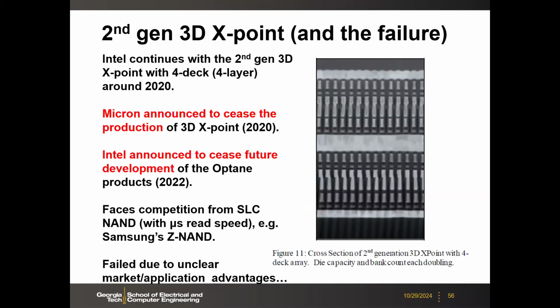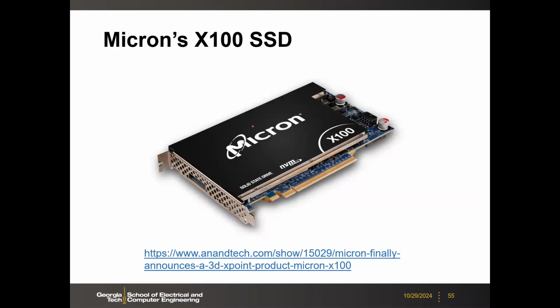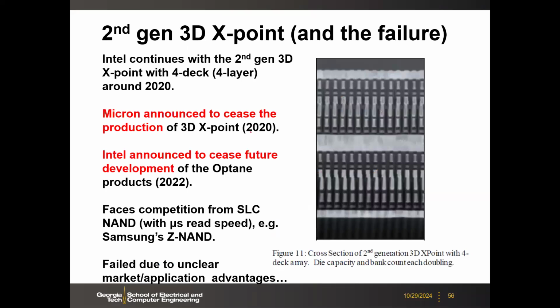So even in 2020, Intel continued the development. In 2020, Micron first dropped out after 5 years. They didn't sell too many units of this one. So Micron stopped in 2020. But Intel at that time continued, and even demonstrated 4 layers. Previously it was 2 layers, right? So you see this image from Intel's second generation of 3D XPoint. It shows 4 layers. So 1 layer here, here, here, here. So I have 4 memories stacked vertically.